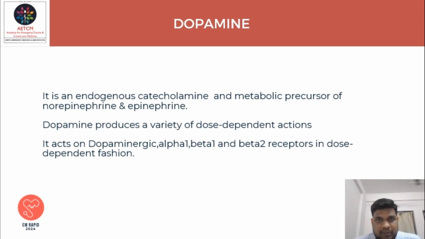Coming to the first vasopressor, it is dopamine. It is an endogenous catecholamine and a metabolic precursor of norepinephrine and epinephrine. Dopamine produces a variety of dose-dependent actions. It acts on dopaminergic, alpha-1, beta-1, and beta-2 receptors in a dose-dependent fashion.